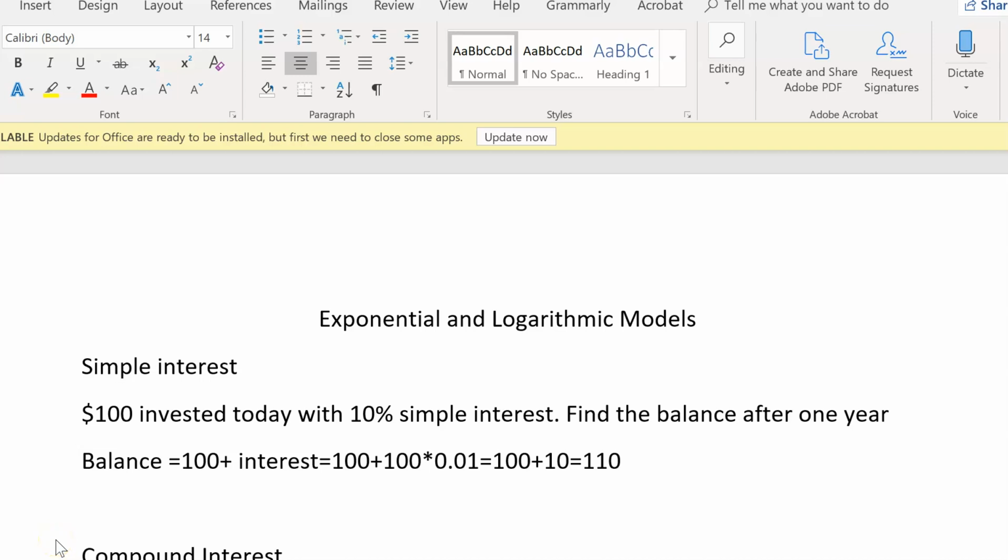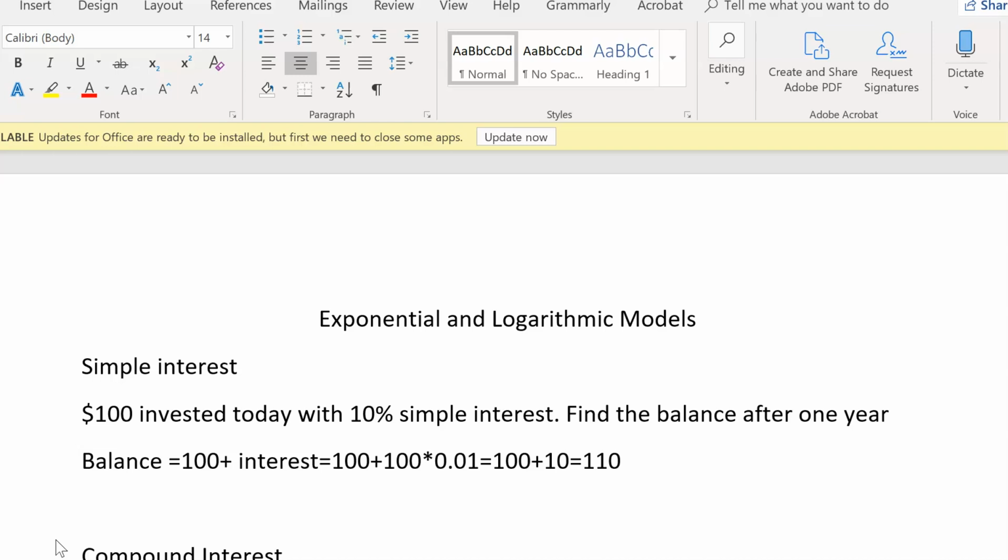So this is my video on exponential and logarithmic models. We will not be doing too many. There are a lot of exponential and logarithmic models. For example, the virus spread the world is experiencing right now can also be modeled using a certain type of exponential model. We'll be doing some basic models.